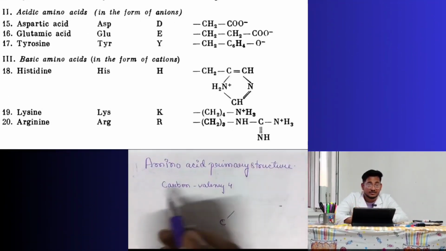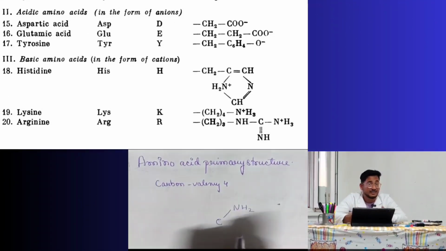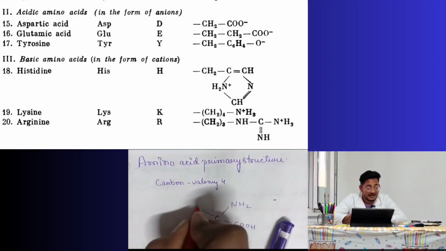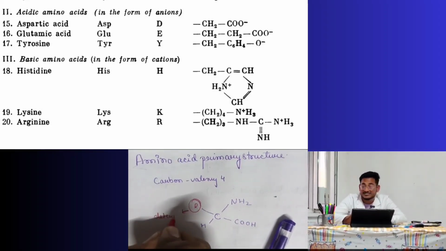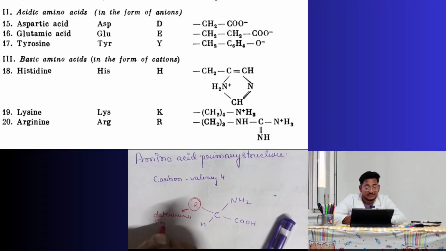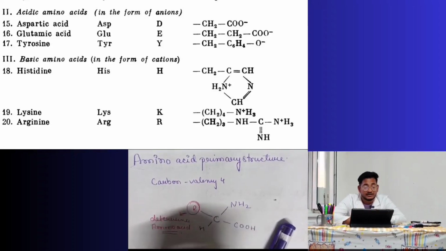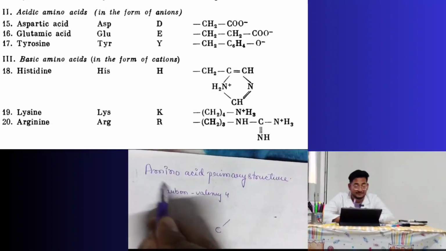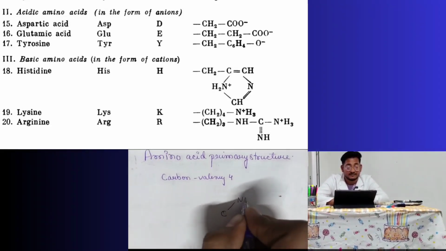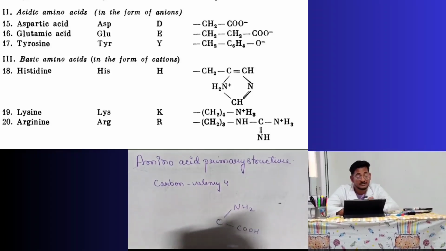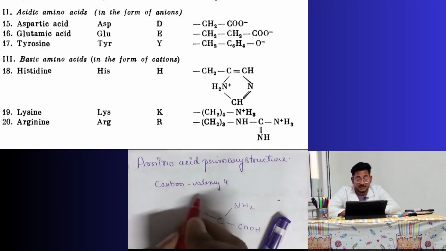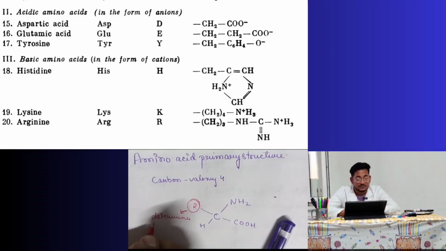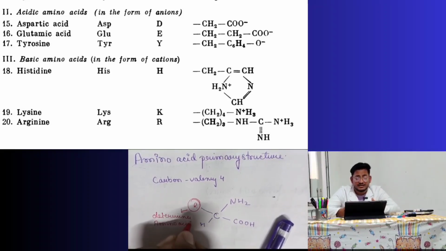Now another set of amino acids are the acidic amino acids: aspartic acid, glutamic acid, and tyrosine. These are represented as ASP, GLU, and TYR. The R group in aspartic acid is CH2COO. Glutamic acid has CH2 and a carboxyl group, and tyrosine has CH2, C6H4 and O minus at the end. So these all are the acidic amino acids.